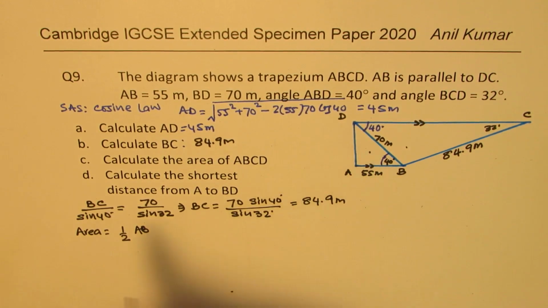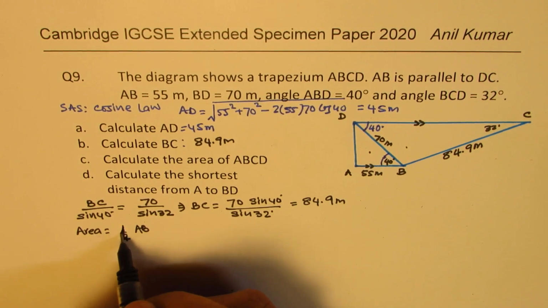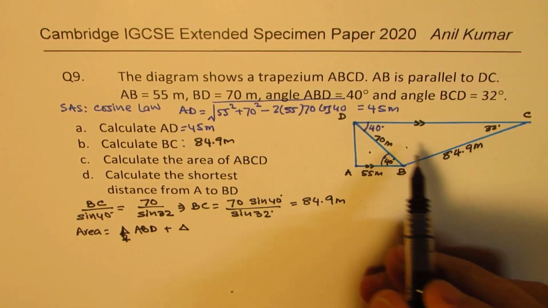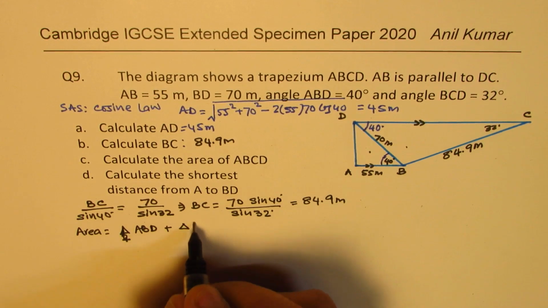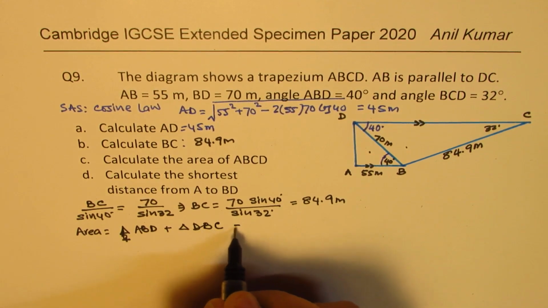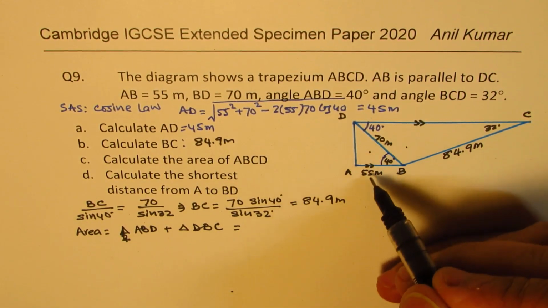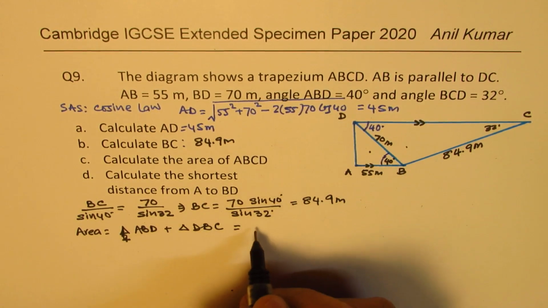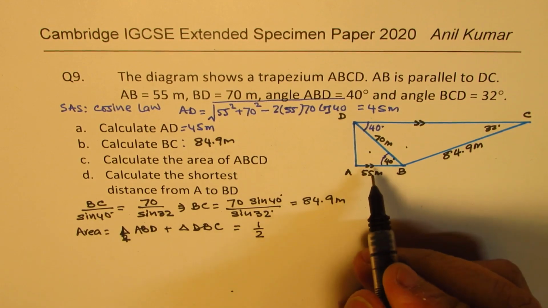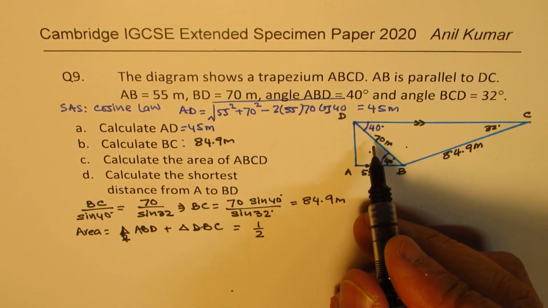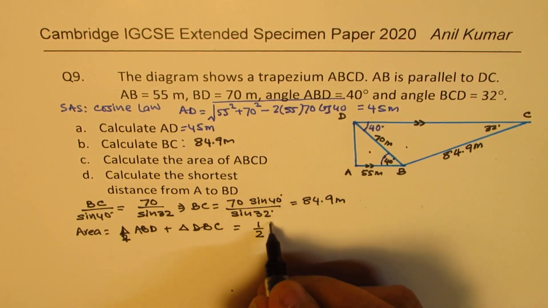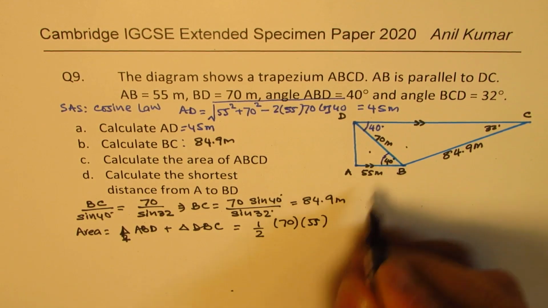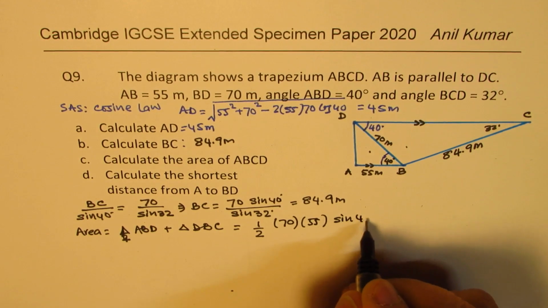Okay, so area of triangle, let me write here the formula. Area of triangle ABD plus area of triangle DBC, correct? Now, if you are given two sides and the included angle, then what is the formula? Then you can directly find the area as half of the product of these two sides times the sine of the angle. So it is half of 70 times 50 and sine of the angle, which is sine of 40 degrees.